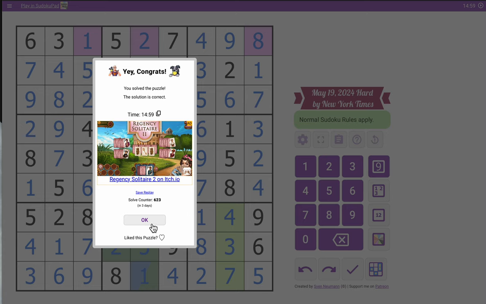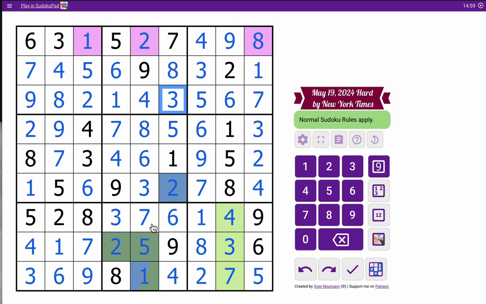Oh, look at that. I now get ads when I solve this thing in Sudoku Pad, but a whisper shy of 15 minutes, I'll take it.